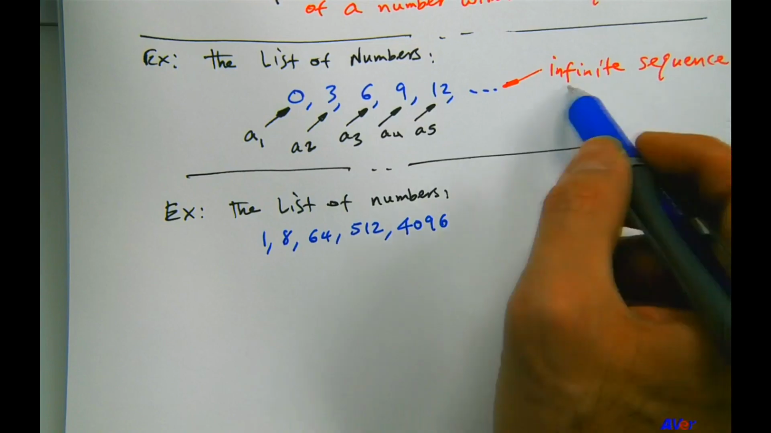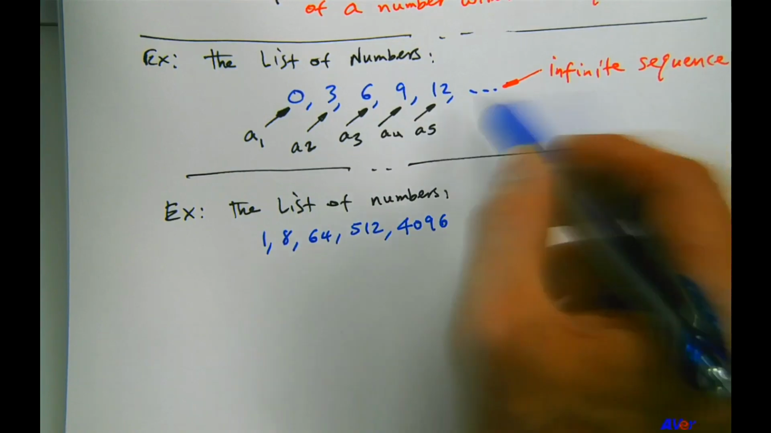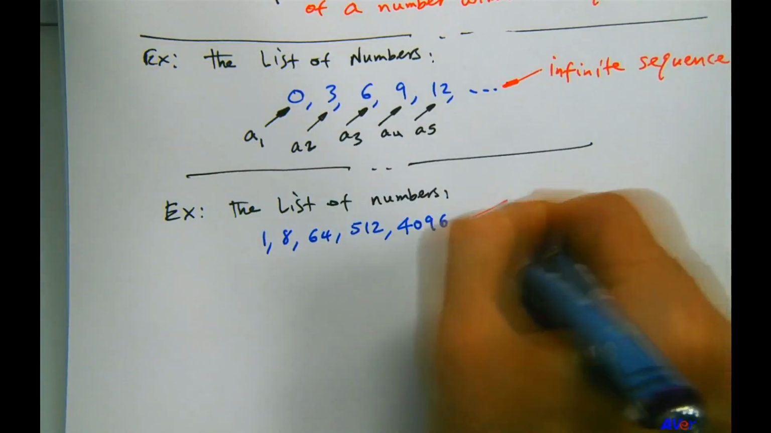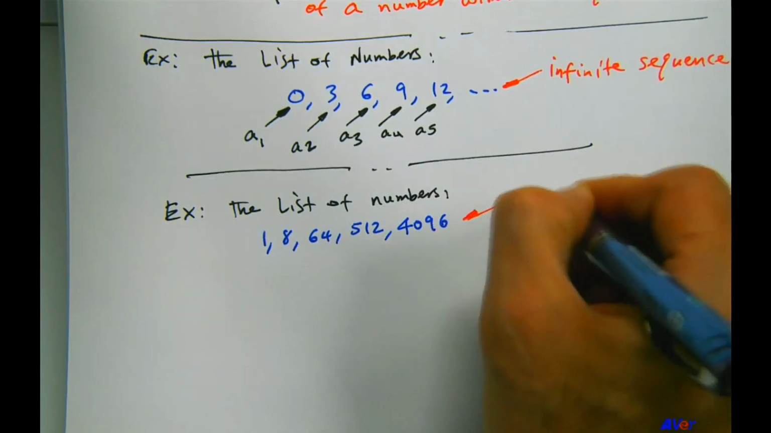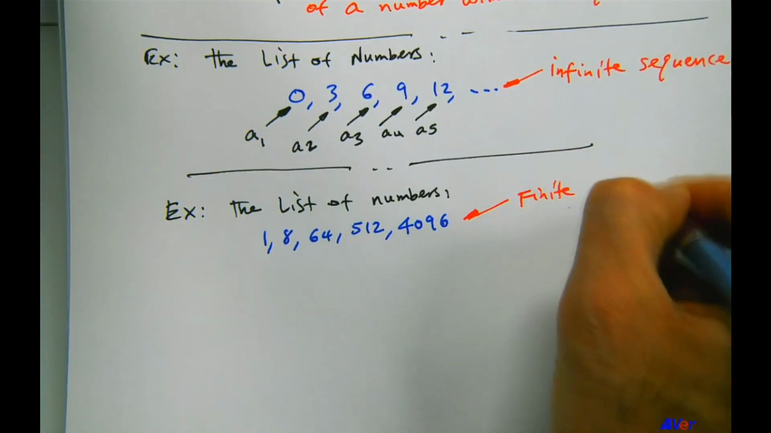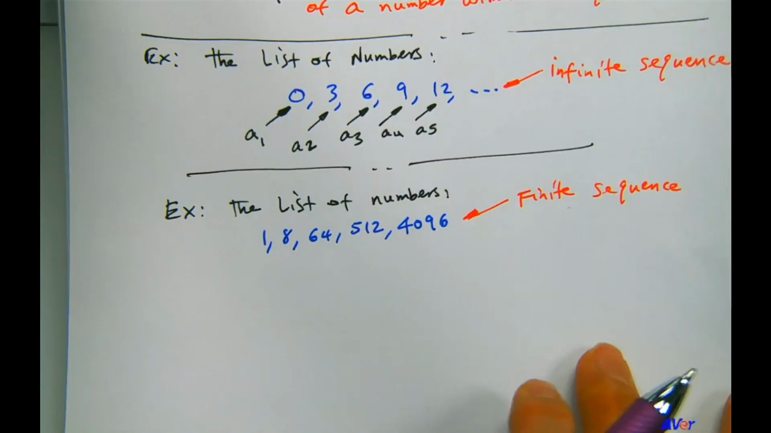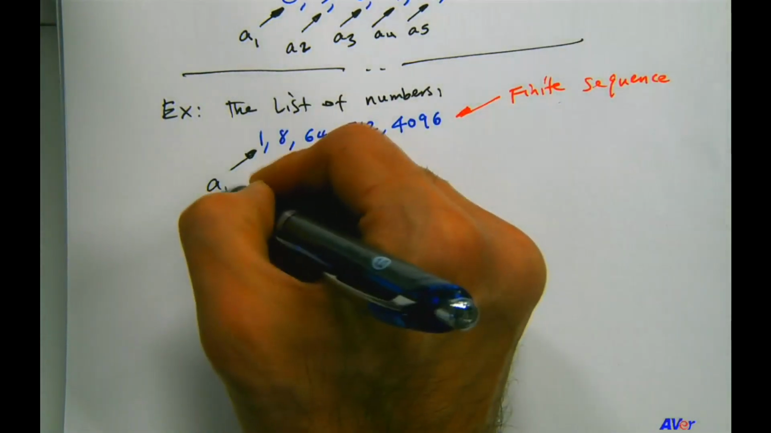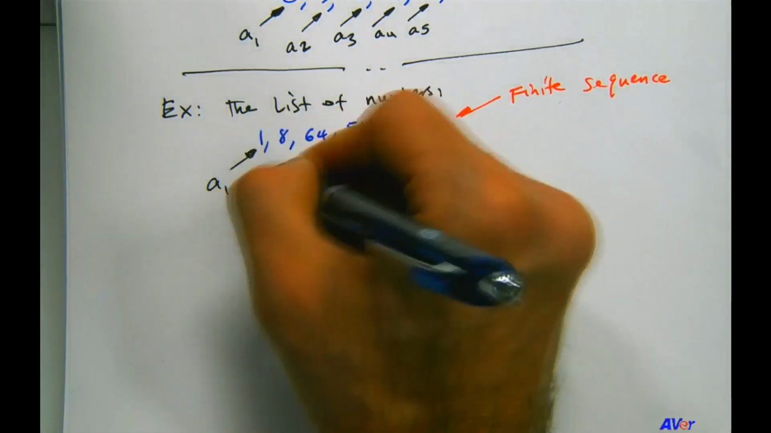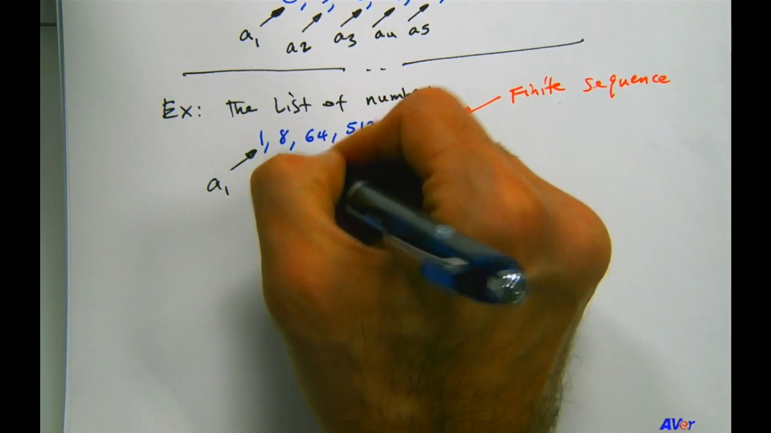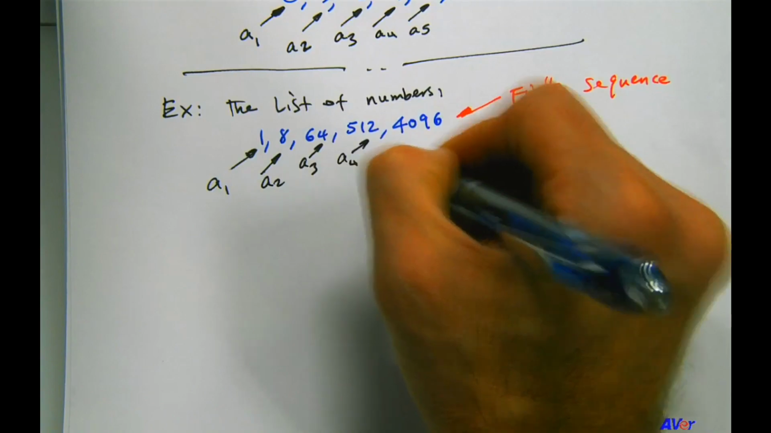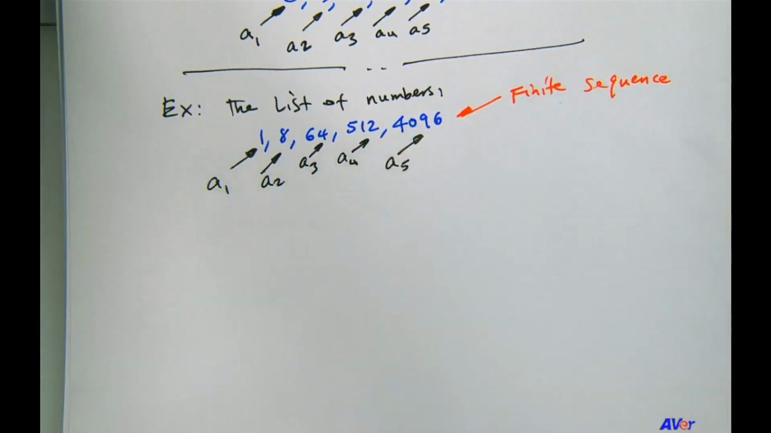An infinite sequence will never end. It will have an indefinite number of numbers in it. So this would be a finite sequence. And of course, these members, we can identify them by their location. So A1, or the first digit in the sequence, is 1. A2 is 8. A3 is 64. A4 is 512. And A5 is 4096.